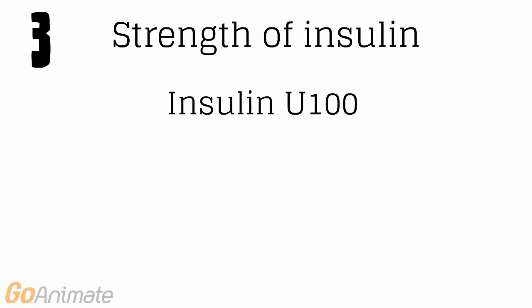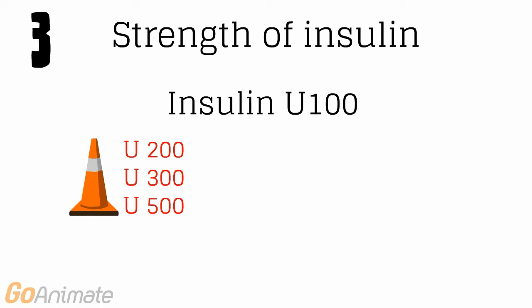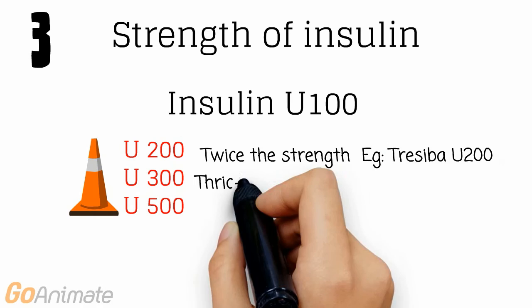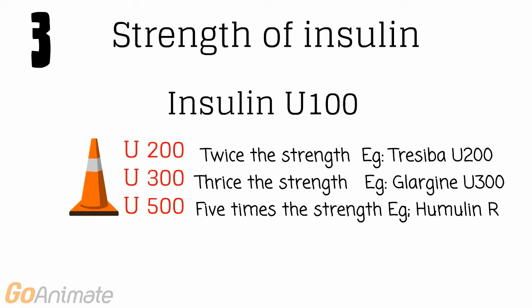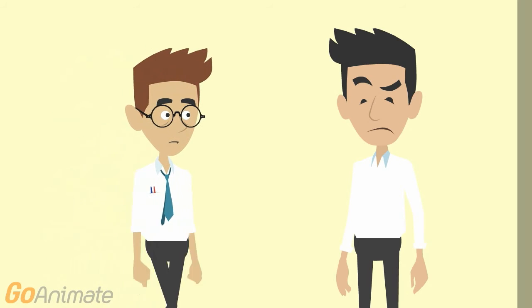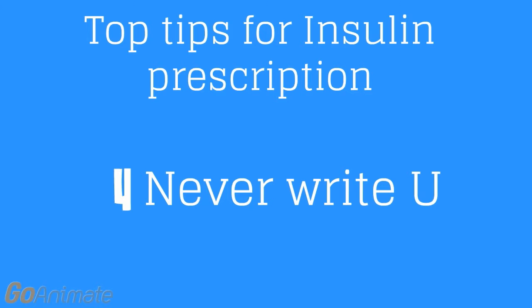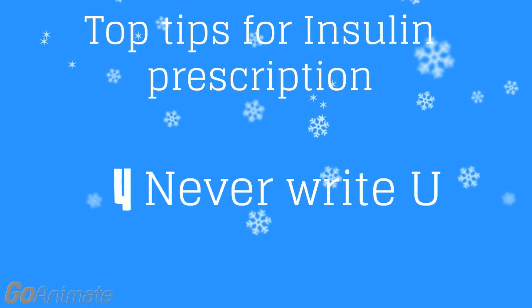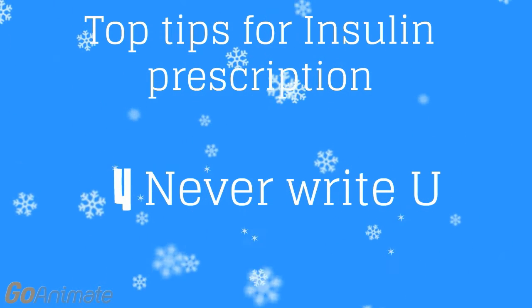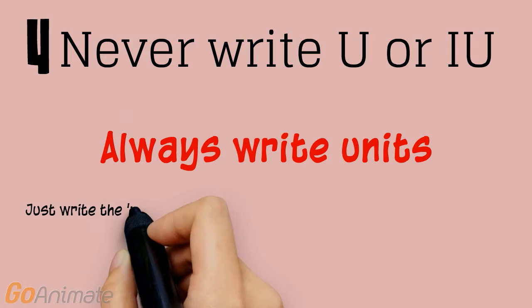Standard insulin strength is 100 units in 1 ml. Beware of higher strength insulins which are twice, thrice or 5 times stronger. Check the strength of insulin when prescribing. Most important, never write U. Always write units when prescribing insulin.